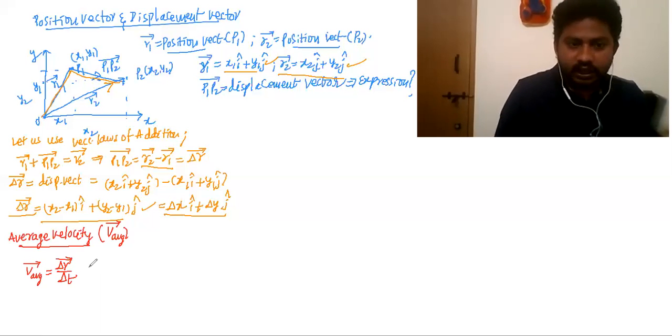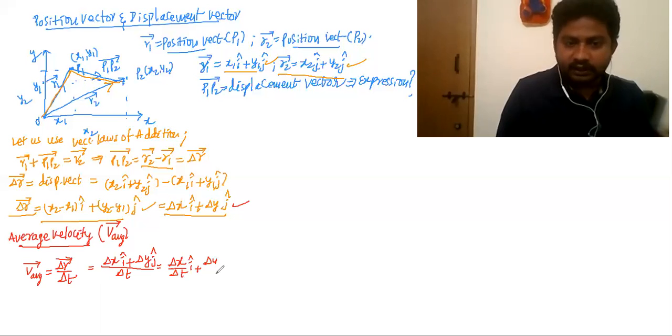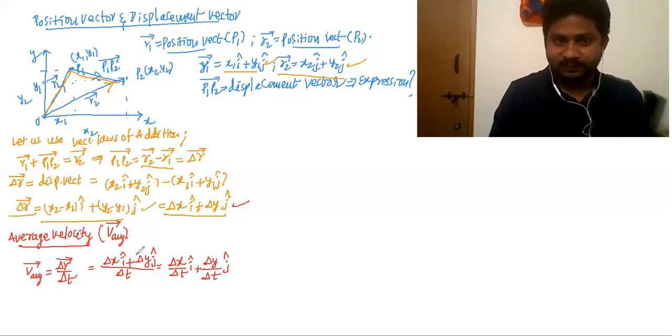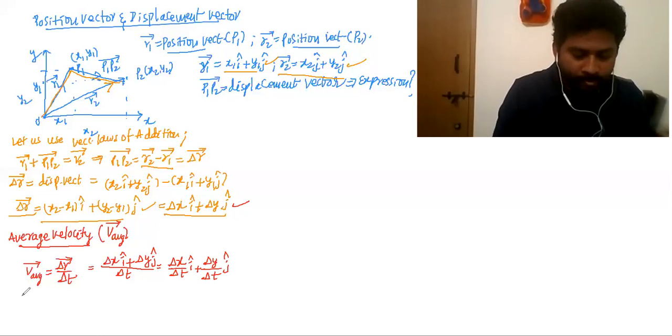So what is delta r bar? Delta x into i cap plus delta y into j cap. See, this delta r bar we wrote here, which is divided by delta t. So this can also be written individually as delta x by delta t i cap plus delta y by delta t j cap. Okay, so this is the average velocity formula.